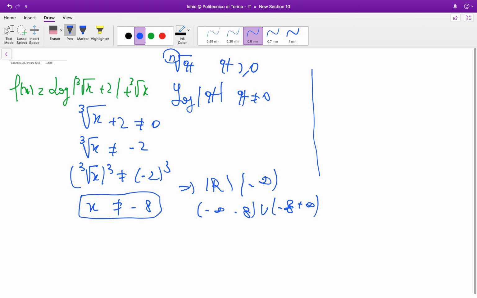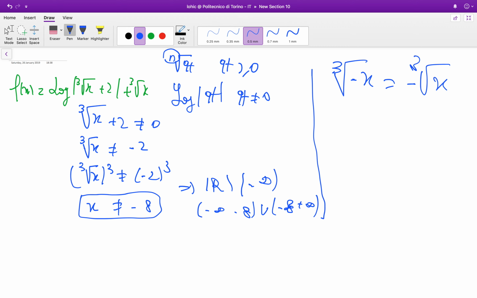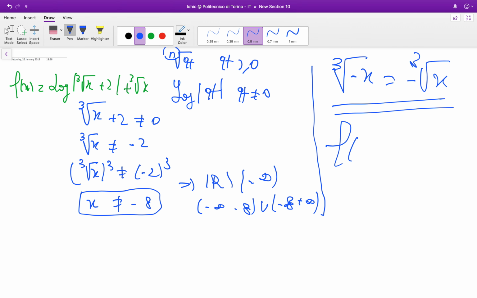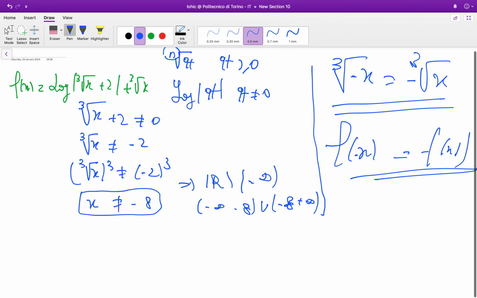The second question we want to address is the symmetries. Please note that the cubic root of minus x is basically minus the cubic root of x, but this will not help us here, because if you are thinking that f of minus x is minus f of x, it is wrong. So this function is not even and it is not odd.